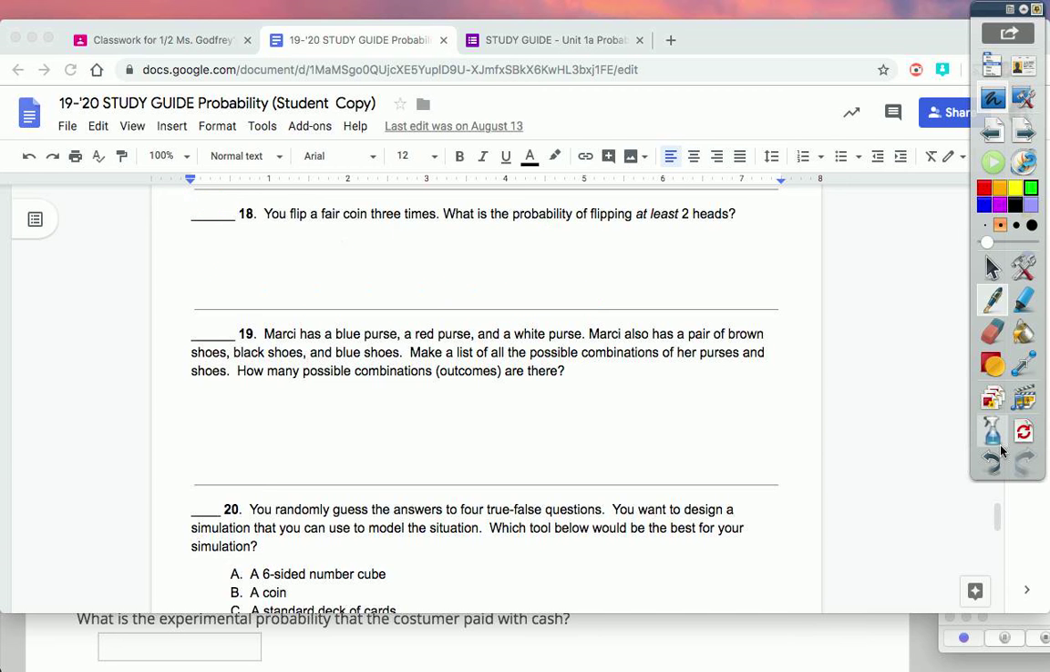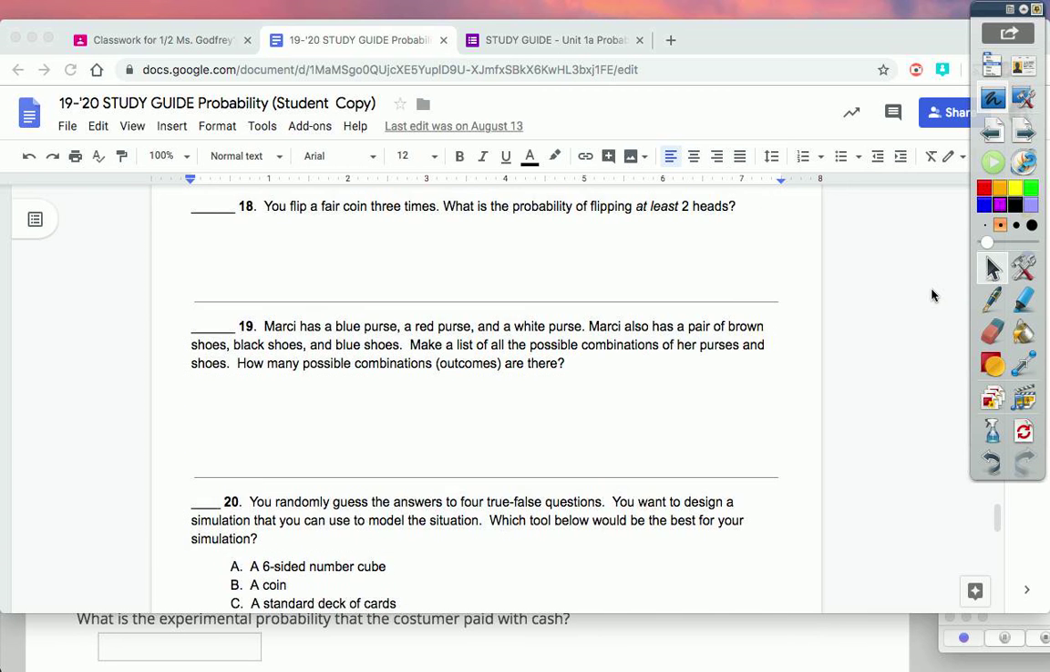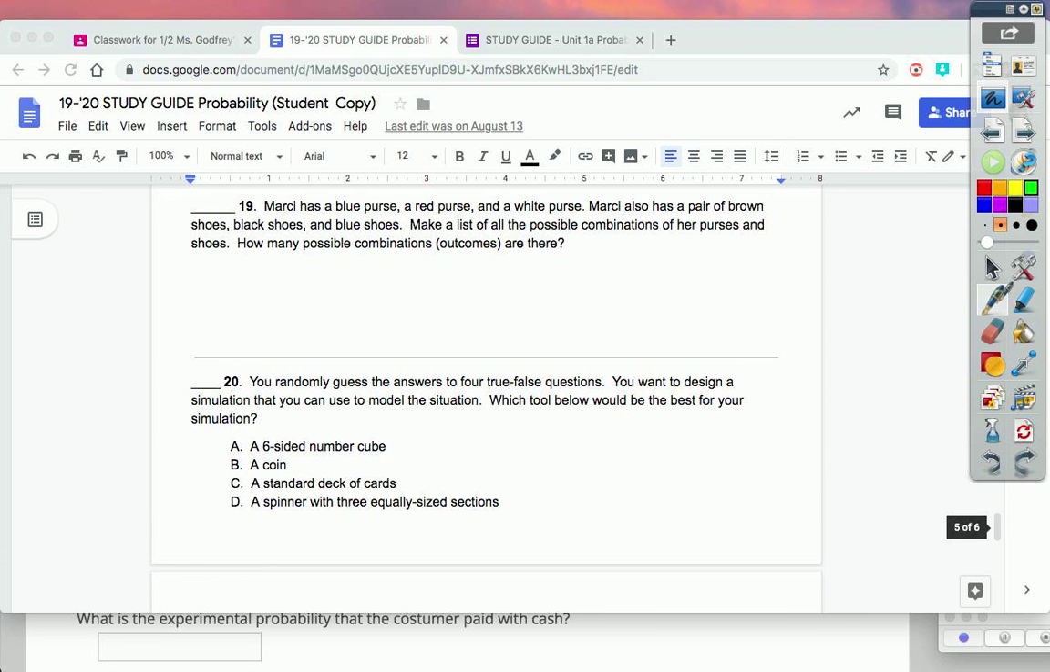Marcia has a blue purse, red purse, white purse. She also has a brown shoe, black shoe, and a blue shoe. Make a list of all the possible combinations of her purse and shoes. How many possible combinations or outcomes are there? Now, this is sample space. We did this with the cereal as well as with the classes.